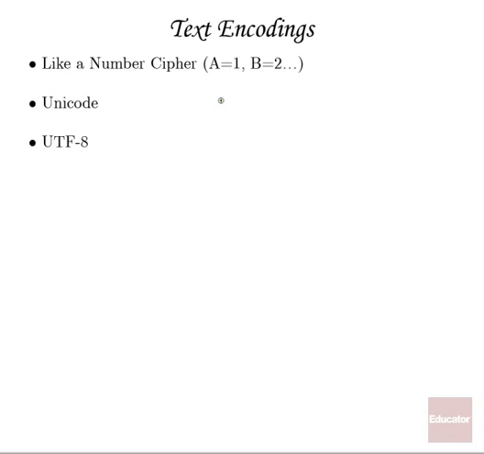A text encoding is really like a number cipher, the kind of thing where you say A equals 1, B equals 2, that sort of thing. They're much more complex because your average text file needs to handle something more than just the capital 26 letters of the alphabet. It needs to be able to handle lowercase, punctuation, spaces, line returns, symbols, numerals, that sort of thing. But ultimately, every text encoding is based on that same idea.